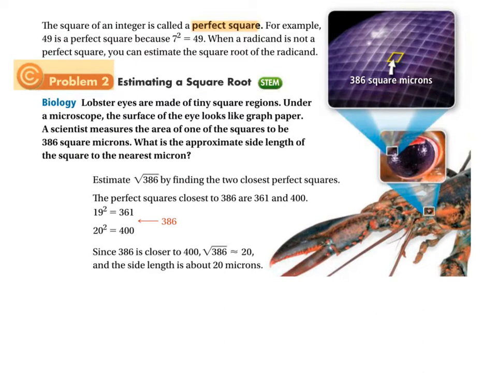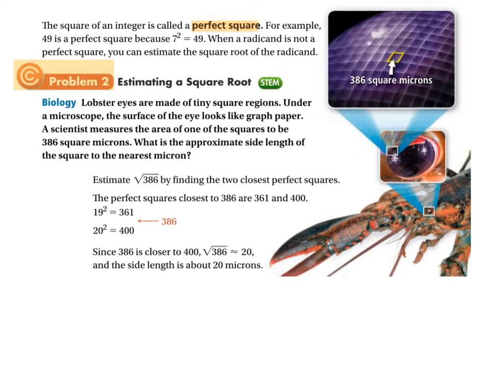And the way that we're going to do it is we're going to find what two perfect squares it is most closely in between, okay? So what is the square root of 386? Well, let's take two numbers that we know are perfect squares that are on either side of 386. 361, that's 19 squared, and 400, that's 20 squared. 386 is right in between there.